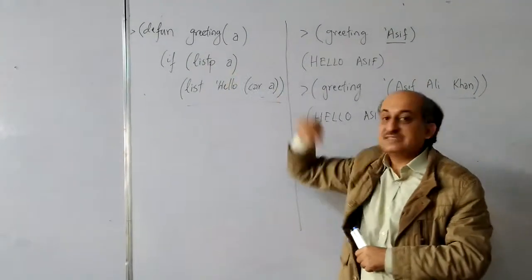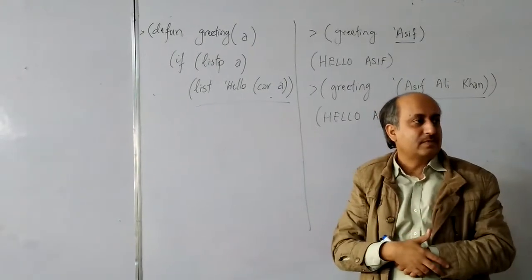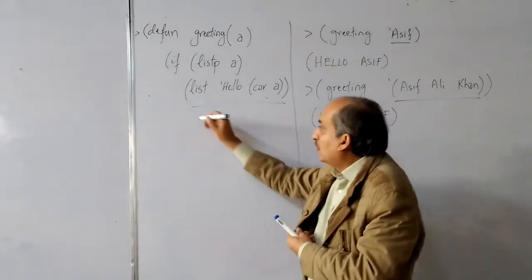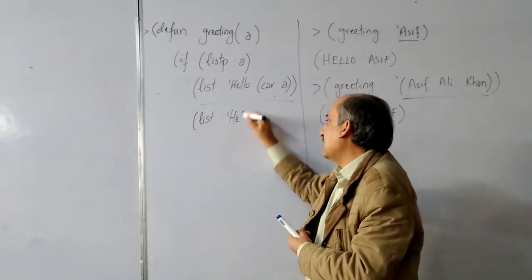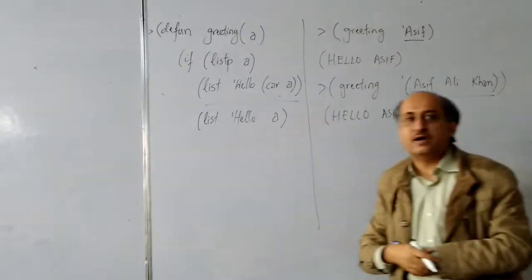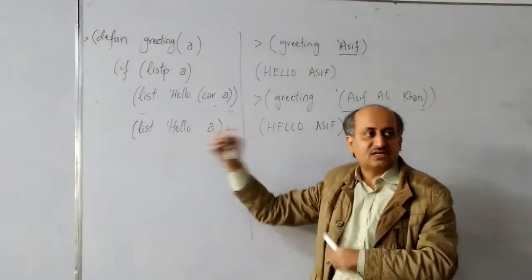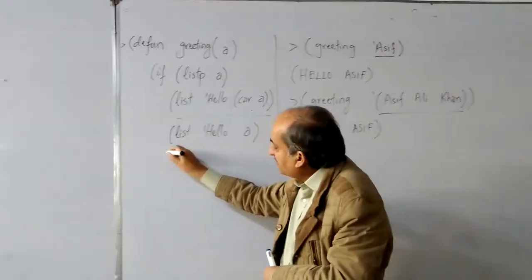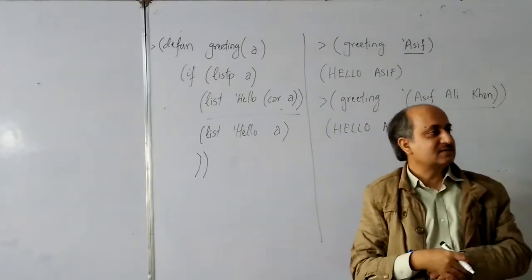But if A is not a list, it means it will be one symbol, only the first name. In that case, we will be constructing the hello list, but this time we don't need to take the first or car of it. We'll just pass it as it is to the list function with hello, and the name will be enclosed in the list. And over here, the if statement is closed and the function definition is closed. I hope it is understandable.